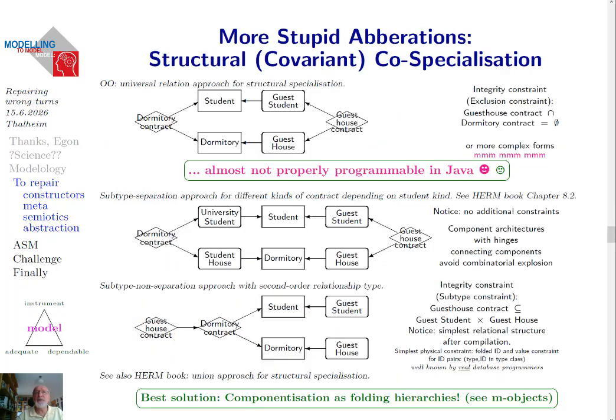This model is also continued with structural covariant specialization. Let's have a very simple example. You have students, we have dormitories. Students can have a dormitory contract. If the student is a guest student, then we have also guest houses and we have a guest house contract. This schema is almost not programmable in Java and other funny languages. It is, however, very simple if you look, let's say, in a little bit more sophisticated way in the relationship model. You have students, you have dormitories, you have guest students and guest houses. You have a dormitory contract, and a guest house contract is only applicable to guest students and results also in a contract for a guest house. That is a simple representation. We can have also more sophisticated representations, and we have no covariant problems like in Java.